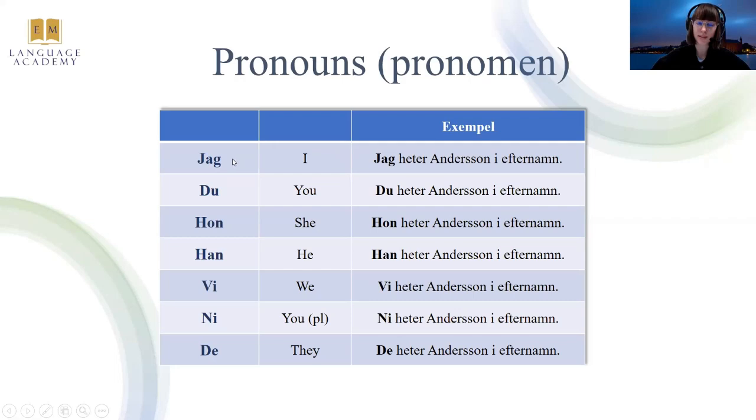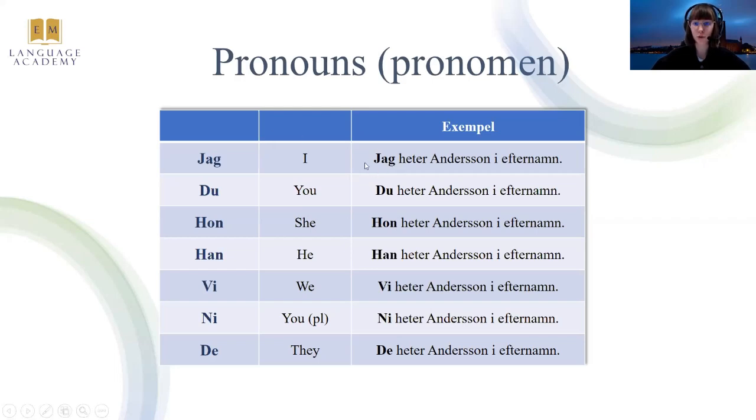Do you remember? In our second lesson, I told you that this is the same thing that we might apply when we have question words. For example, vad, var, var, var. So here, this is the same situation. Jag or jag. Du, you. Hon, she. Han, he. Vi, we. Ni, you, meaning that we are referring to a group of people. De, they. De. And some examples.